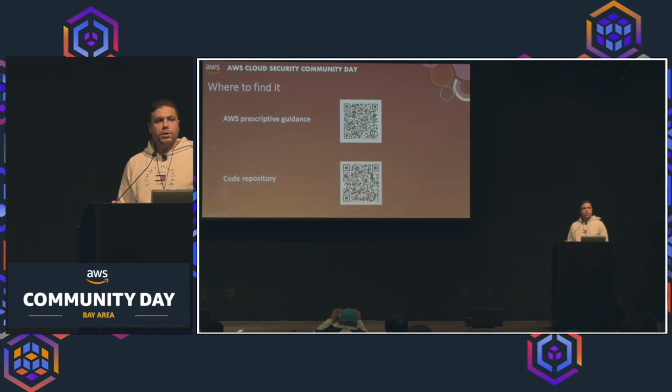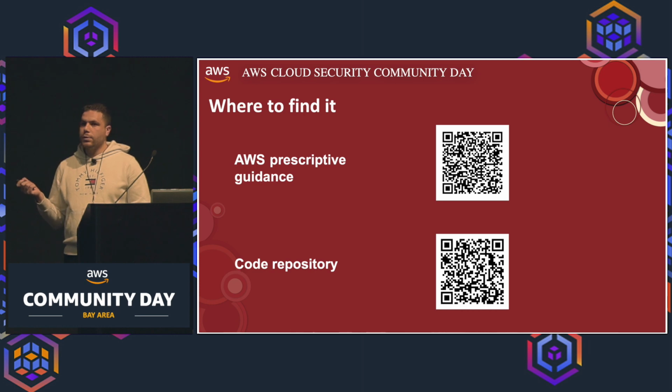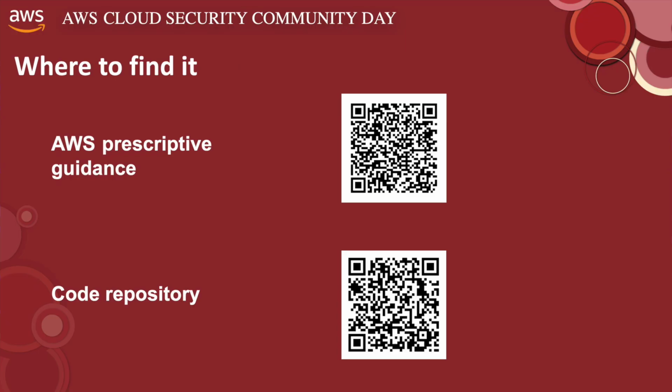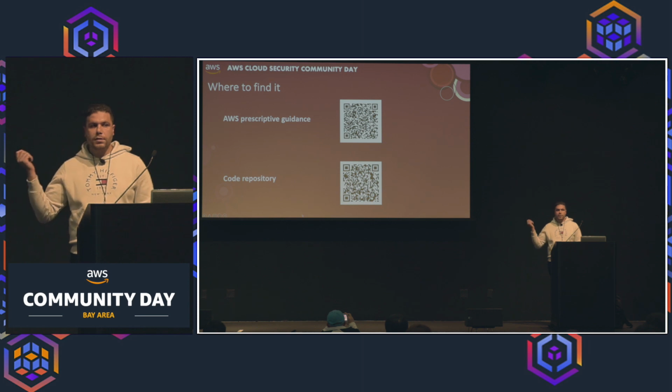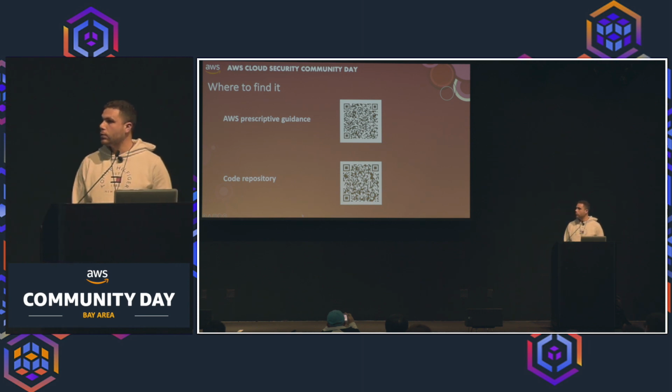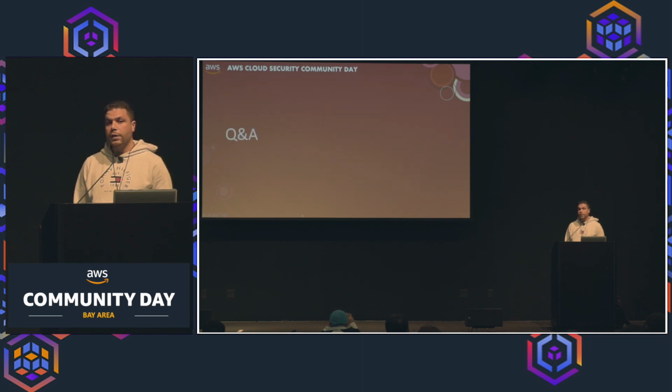So that's pretty much it. This is a QR code for the AWS Prescriptive Guidance, where you can find the detailed documentation that talks about SRA. And this is a code repository where you can find pretty much all of the solutions. Please make sure to scan these QR codes. And that's pretty much it. If you do have any questions, I would be more than happy to address them.